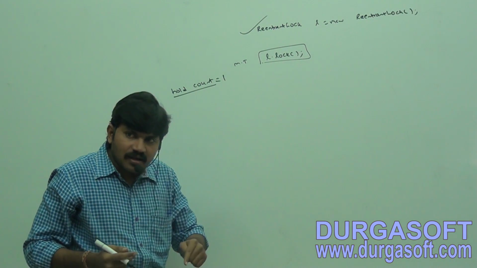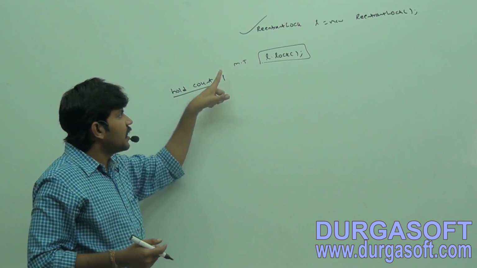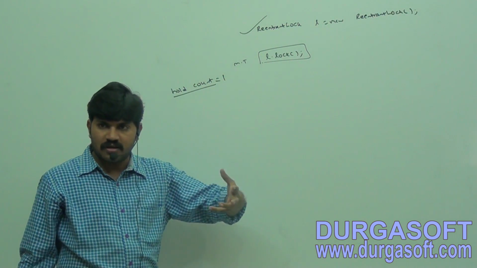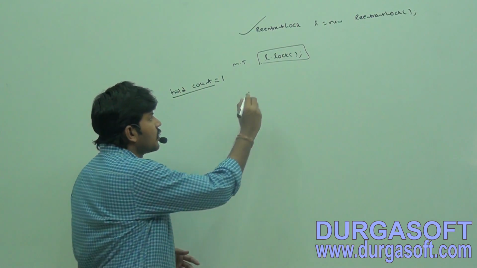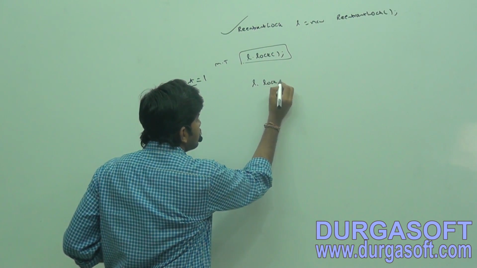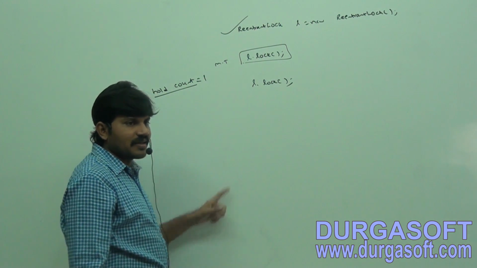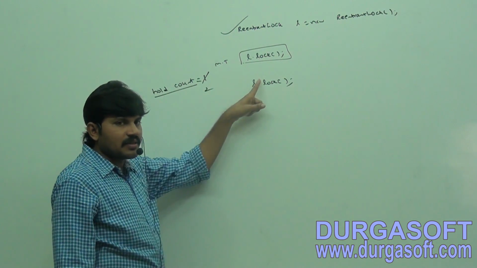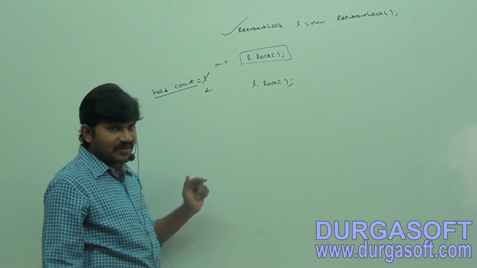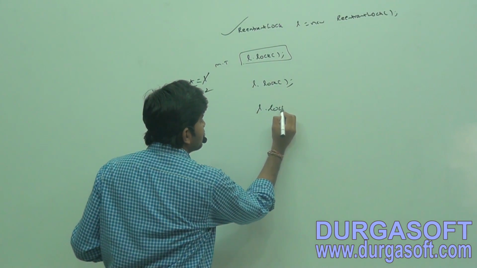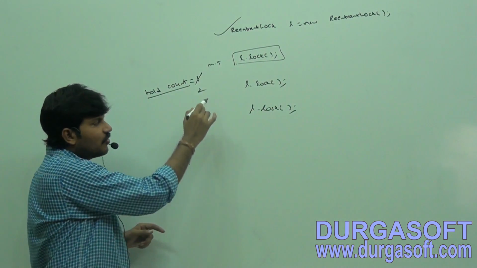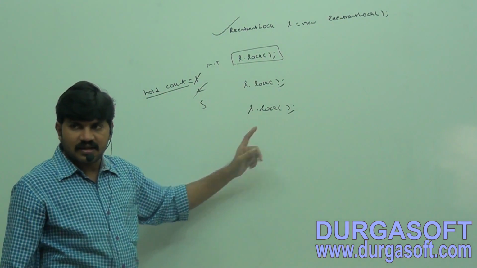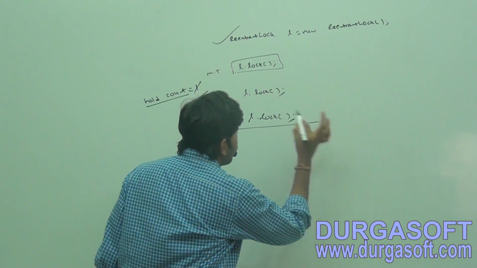On the same lock, the main thread can again request another hold. Now l.lock() again. The hold count will become 2, because this line is also executed by the main thread only. Next, l.lock() again, now 3 holds. l.lock(), l.lock(), l.lock(), so 3 holds we have.